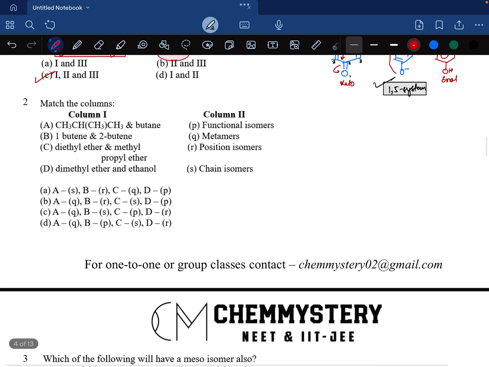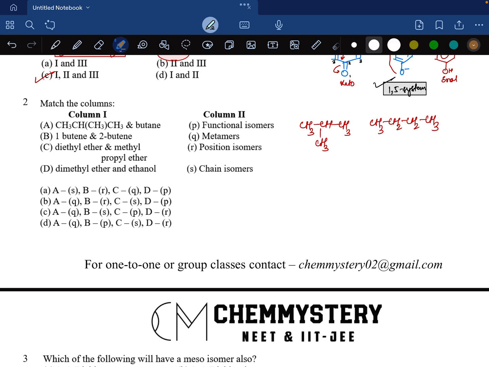Next one. Match the following columns. So this is given. The first molecule is CH3, CH attached to this is a CH3 group and another CH3, and the second is butane. What is butane? CH3, CH2, CH2 and CH3. This is butane. What difference do you see between both? First one is propane, 2-methyl propane. Second one is butane. So 4 carbons in the main chain and 3 carbons in the main chain.